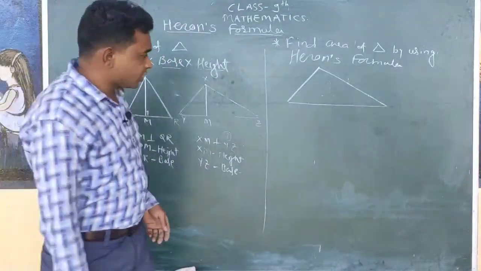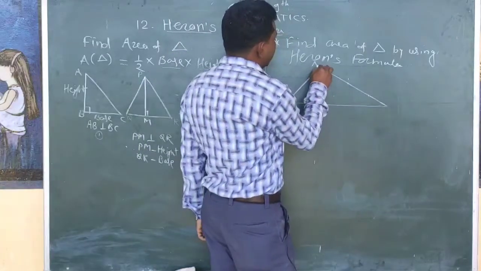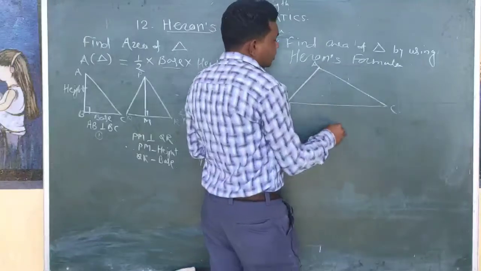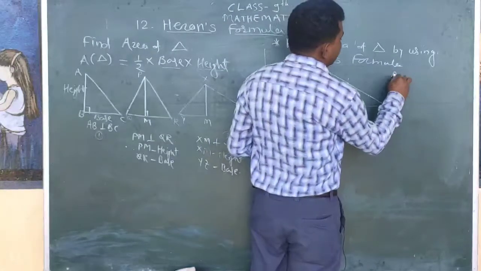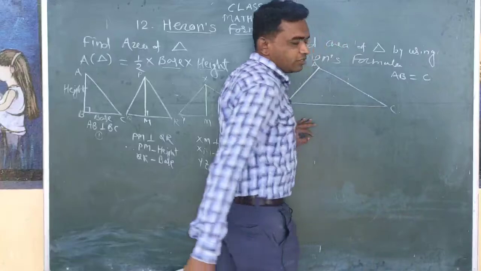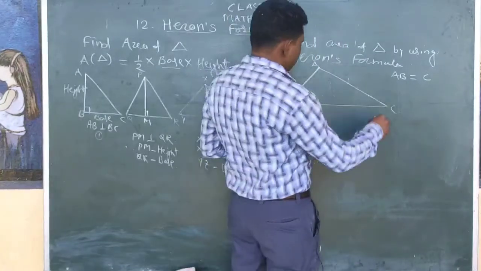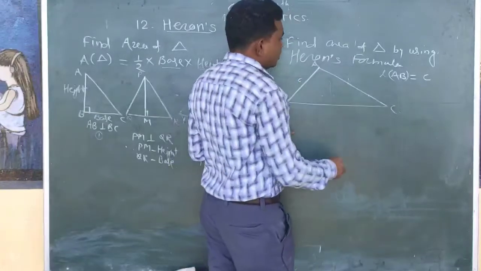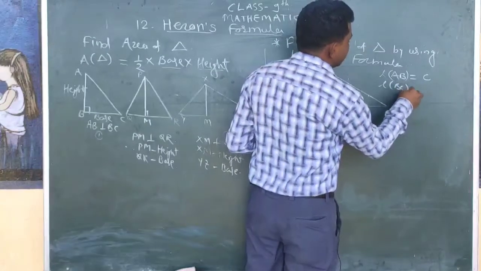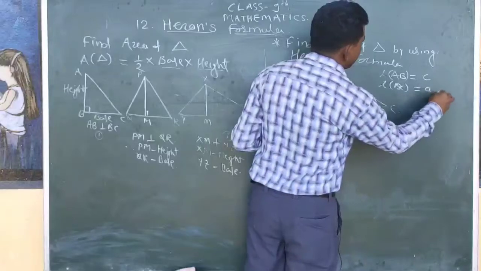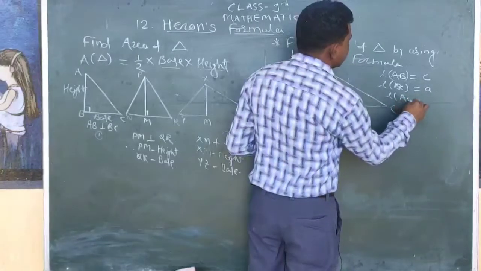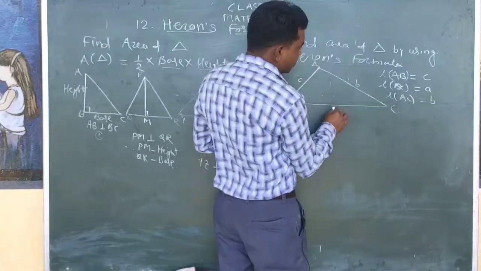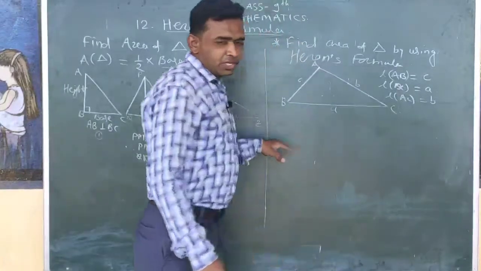So this is a triangle with the naming A, B, C. Whereas AB is equal to small c. The length of the segment AB is equal to small c, the length of BC is equal to small a, and the length of AC is equal to small b. So this is the simple consideration of measurements, small a, b, c.